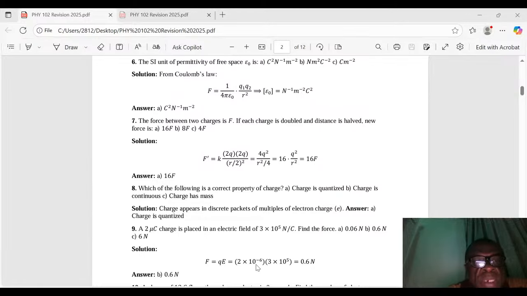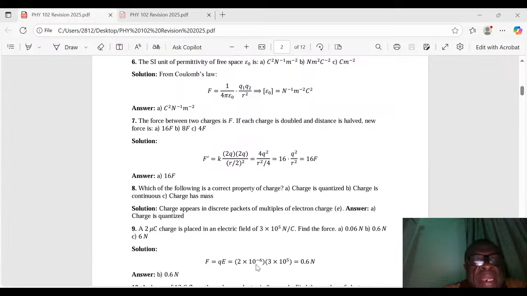So number 8, which of the following is a correct property of a charge? A, charge is quantized. B, charge is continuous. C, charge has a mass. The solution, the charge appears in discrete packets or multiples of electron charge. So the answer is A, charge is quantized.